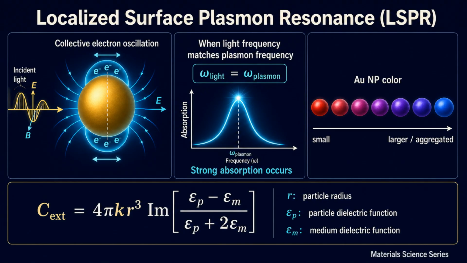At resonance, the particles strongly absorb and scatter light, creating the beautiful colors we associate with colloidal metals. The local electric field near the particle surface becomes enormously enhanced, sometimes by factors of 100 or more. This enhancement is the basis for surface-enhanced Raman spectroscopy, where molecules near nanoparticles give amplified signals. The physics is described by Mie theory, which calculates the extinction cross-section from the particle's dielectric function and geometry.